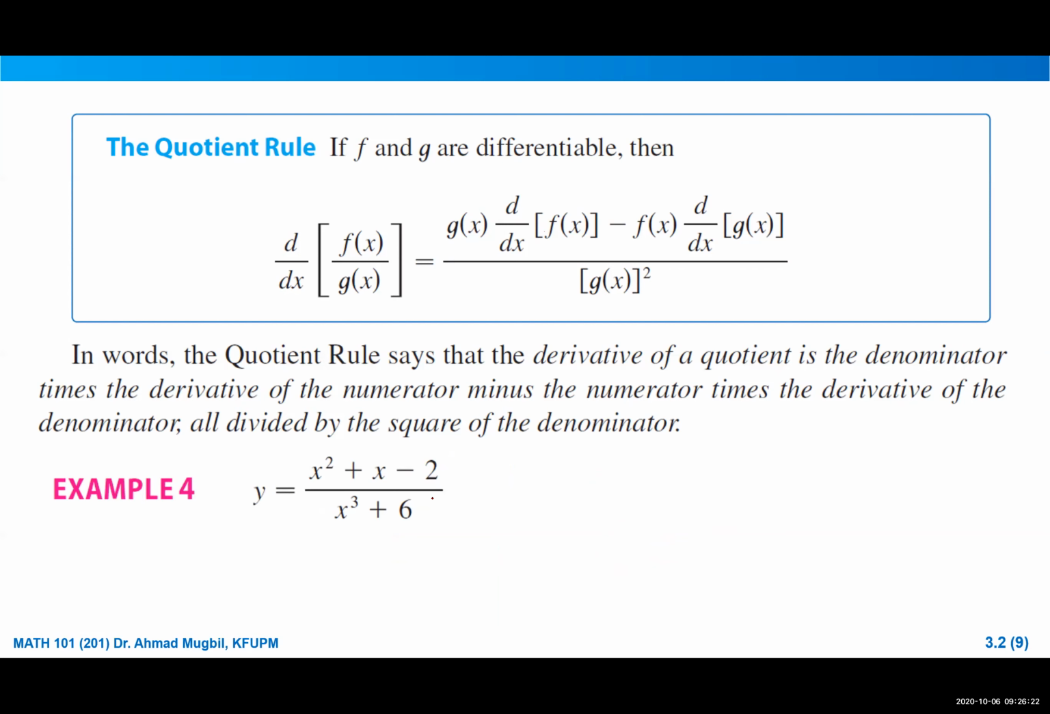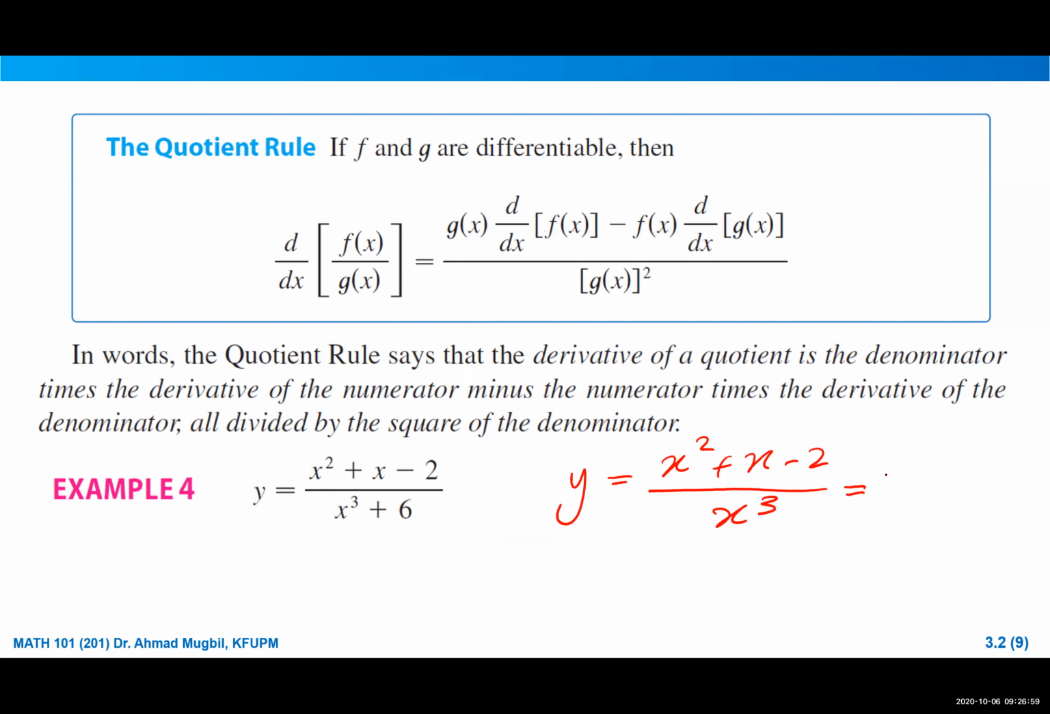First of all, you should notice that you have a quotient of two functions. Can you simplify the expression so that it will not be a quotient? The answer is no. Now what you have to do is apply this rule. This is f, this is g. But let me ask you a question. If it is x squared plus x minus 2 over x cubed, you can apply the quotient rule, but do you need to, or is there an easier way? No, there is an easier way. You can simplify.